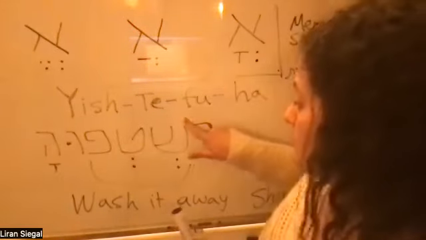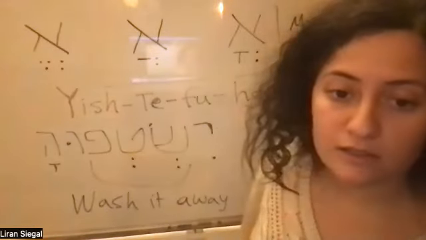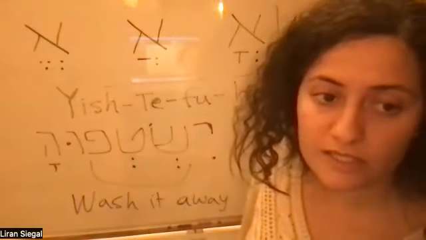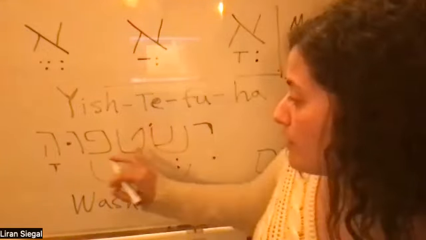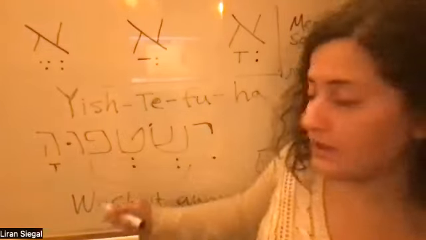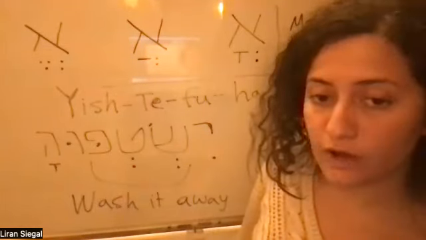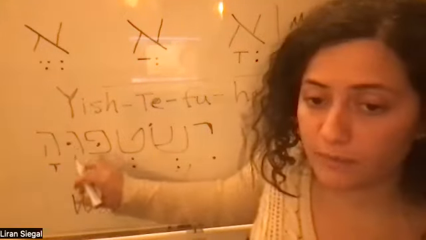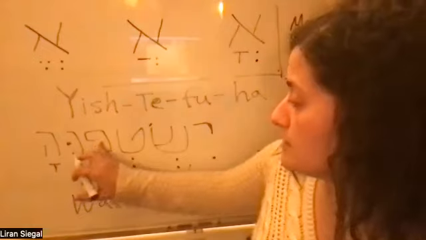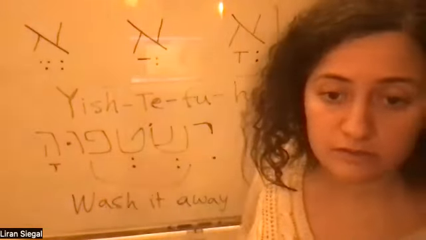But if it was on the other side, it would be s, the samech sound, se, right? Or this one, pe: if it had a dot inside, it would be the pe sound. But because it doesn't have a dot in this instance, it's an f sound.